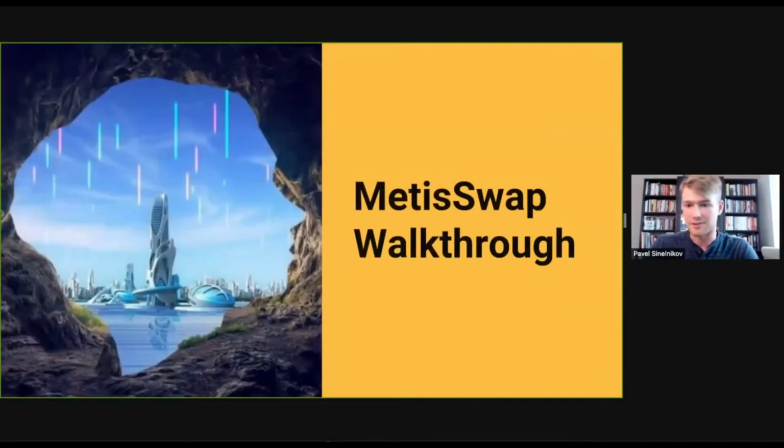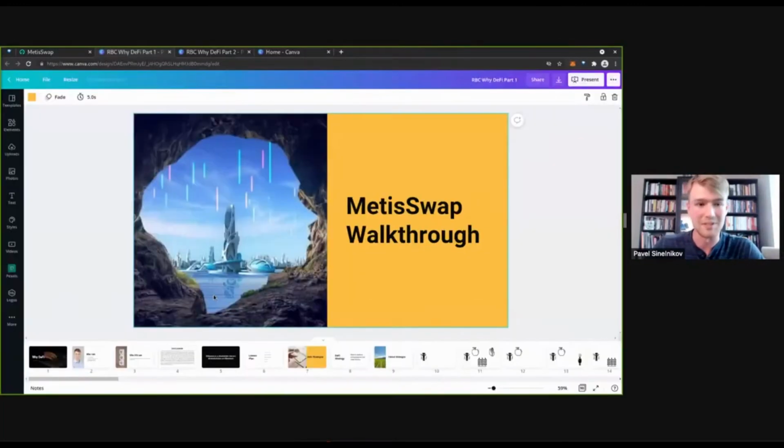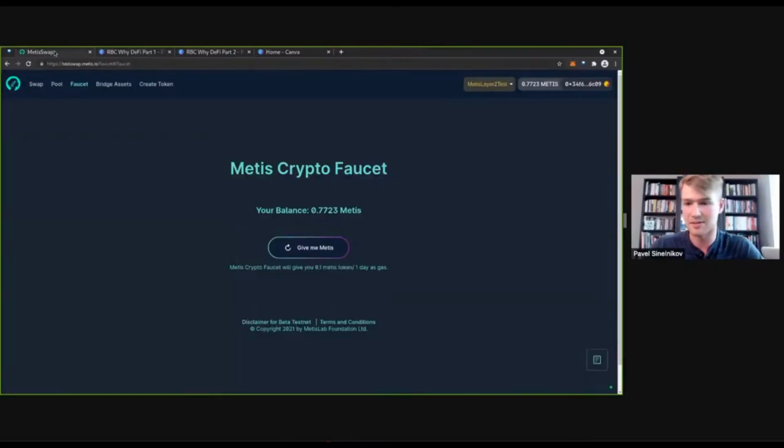So with that, I'd like to go and demonstrate MetisSwap. This is a swap that's created directly on the Metis layer 2, which is an extension of Ethereum. And with that, it has faster and cheaper transactions than Ethereum itself, while still maintaining the security and the decentralization of it. Now, just to go over what this program does.